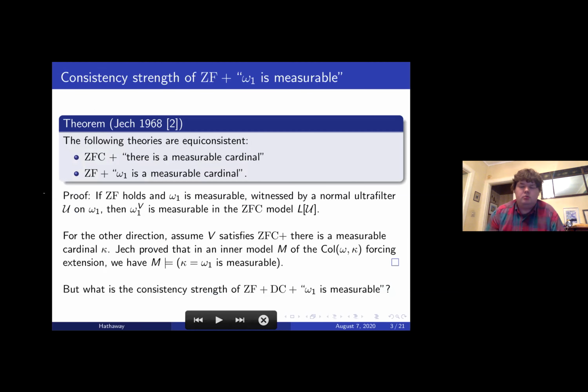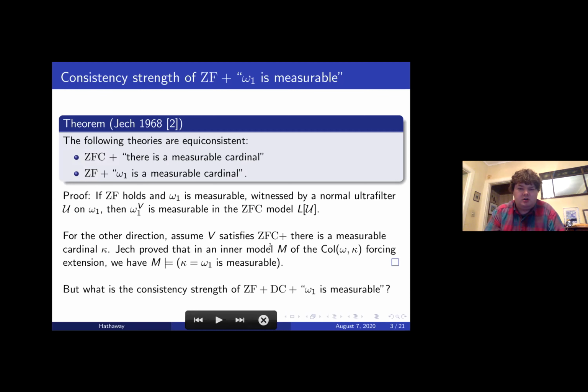All right, so getting started here. What exactly is the consistency strength of the theory ZF plus omega 1 is measurable? Well, Yek figured this out. He showed that the following two theories are equiconsistent: ZFC plus there's a measurable cardinal, and ZF plus omega 1 is a measurable cardinal. I guess the easy direction is not due to him; that's Kunen and folks. The easy direction is if you have ZF plus omega 1 is measurable, then in the L of mu model, the omega 1 of V is a measurable cardinal in the inner model, and it's an inner model of the axiom of choice. So ZF plus omega 1 is measurable implies there's an inner model of ZFC plus a measurable cardinal.